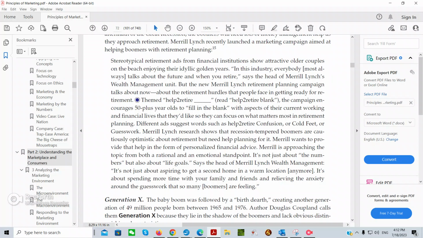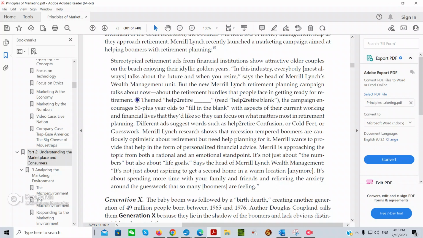Merrill is approaching the topic from both a rational and emotional standpoint. It's not about, quote, the numbers, unquote, but about the, quote, life goals, unquote, says the head of Merrill Lynch's wealth management. And he says it's not just about aspiring to get a second home in a warm location anymore. It's about spending more time with your family and friends and relieving the anxiety around the guesswork that so many boomers are feeling.